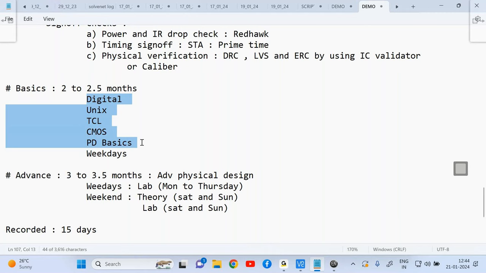A little bit of knowledge of Verilog, that means at least how to write a small code for a full adder in Verilog. At least that much basics you should know. Even if you don't know that, it is fine, not affected. See, the main things we want are digital, TCL and CMOS. This is what we want.